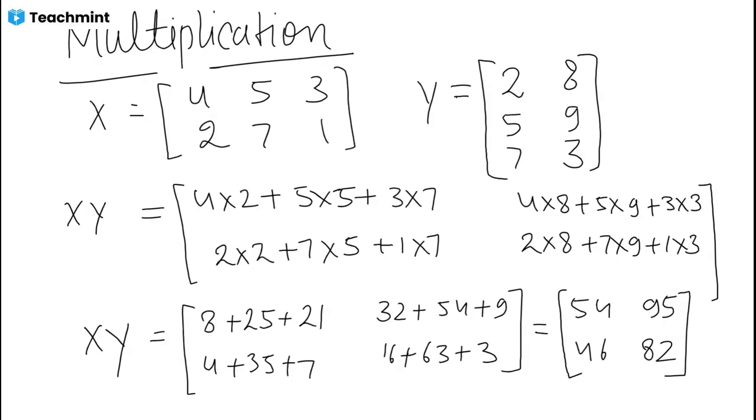In the product of two matrices, the number of rows will be that of the first matrix and the number of columns will be according to the second matrix. Here we have two rows in the first matrix and two columns in the second matrix. So obviously we have order 2 by 2. Are you getting it? So now you got matrix multiplication.